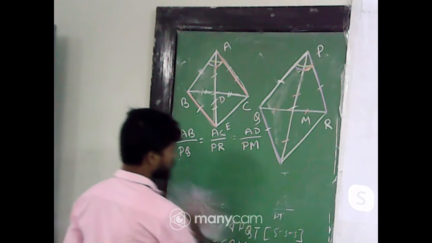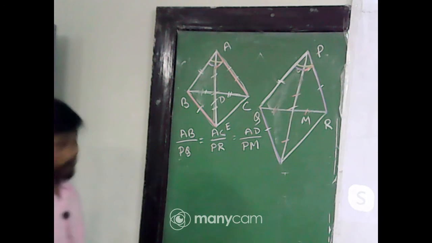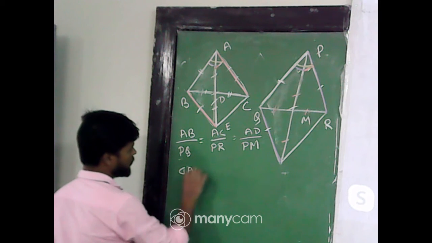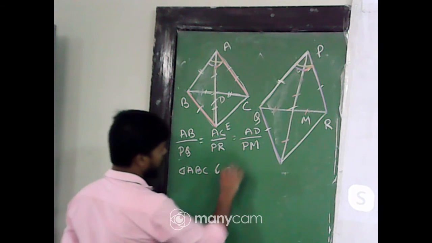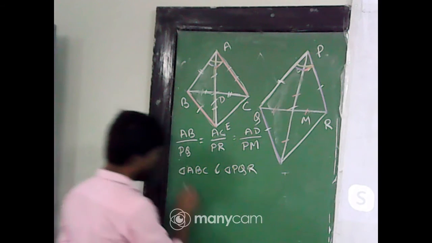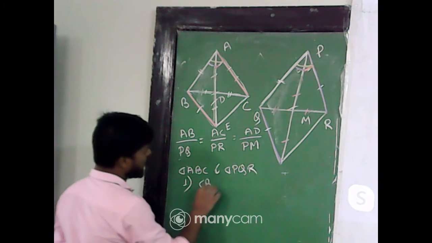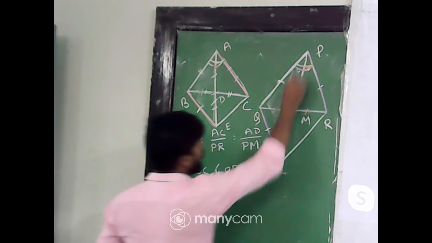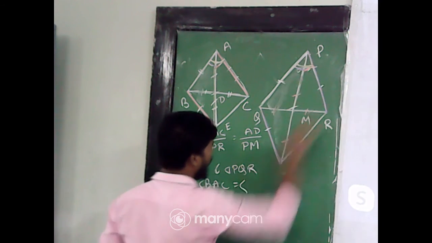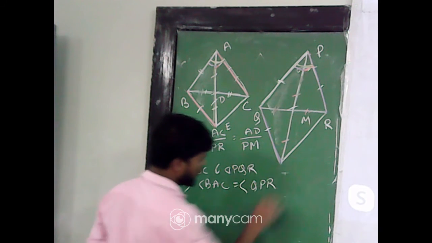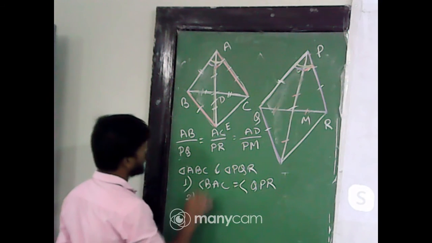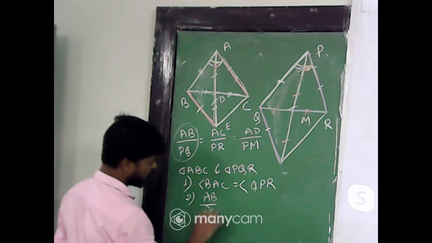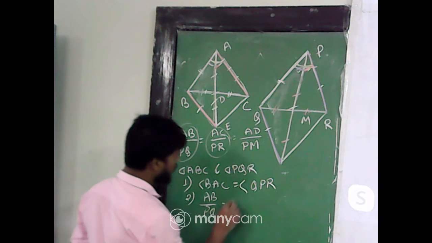Now you just compare the triangle ABC and the triangle PQR. So the first condition is that angle BAC is equal to angle QPR, and the second condition is that AB by PQ is equal to AC by QR.